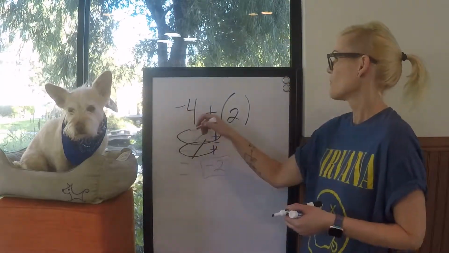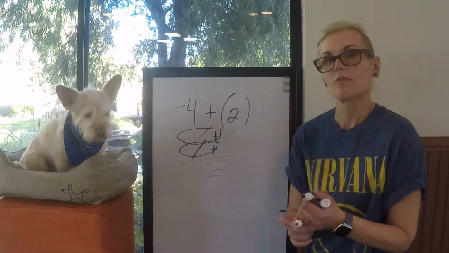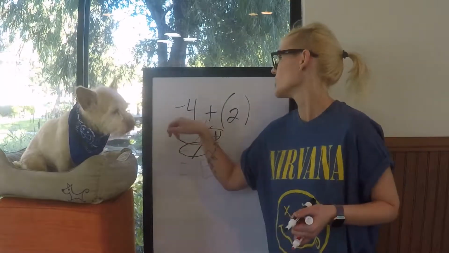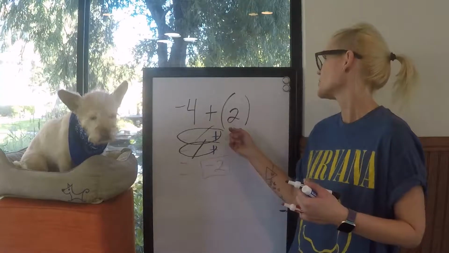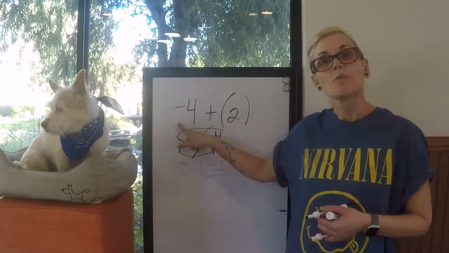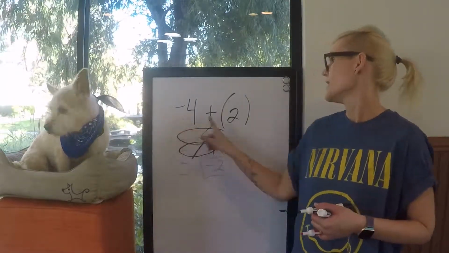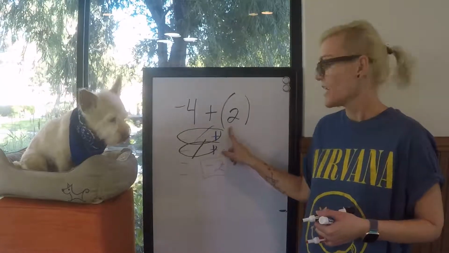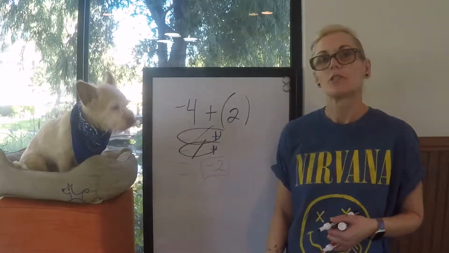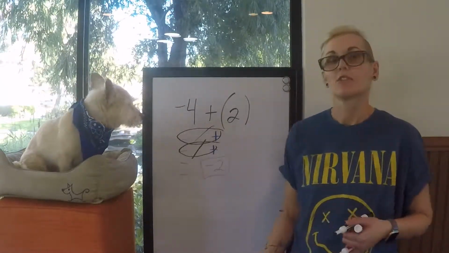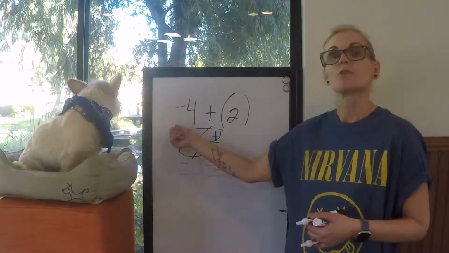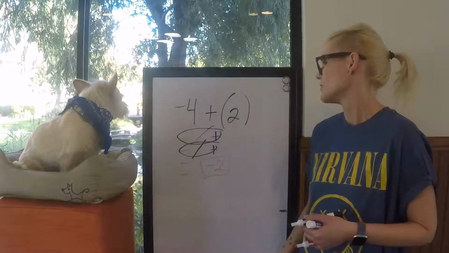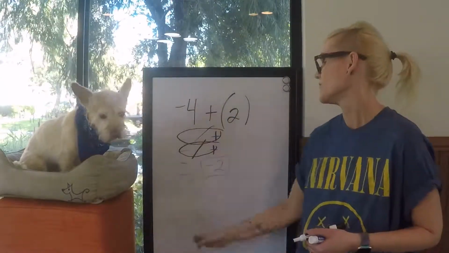So -4 plus 2. Let's think about this with money. If I spent $4, but then I earn $2 back, or if I owe somebody $4 and I give them $2, I still owe them $2. So it helps us think about this in terms of money. I'm still down $2 if I was down $4, but I went up $2. Okay, so I'm still in the negative zone.